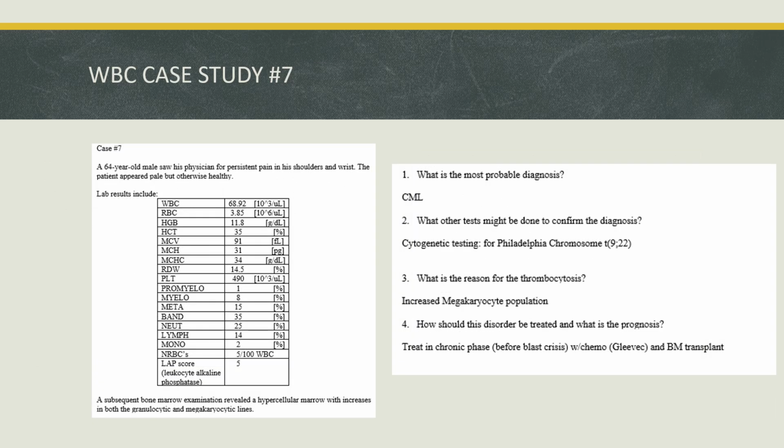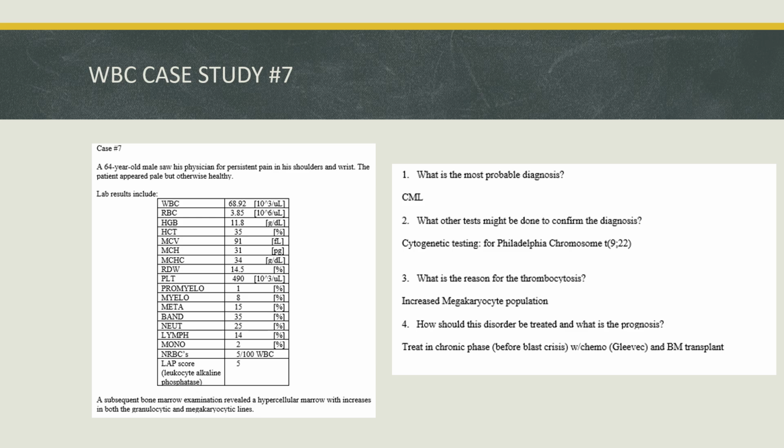All right, so let's take a look at case study number 7. A 64-year-old male saw his physician for persistent pain in his shoulder and wrist. The patient appeared pale but otherwise healthy. Okay, so that's kind of vague information, doesn't tell us a whole lot. But if he's pale, we might be thinking, could there be some type of anemia happening? Let's see what his CBC results give us.